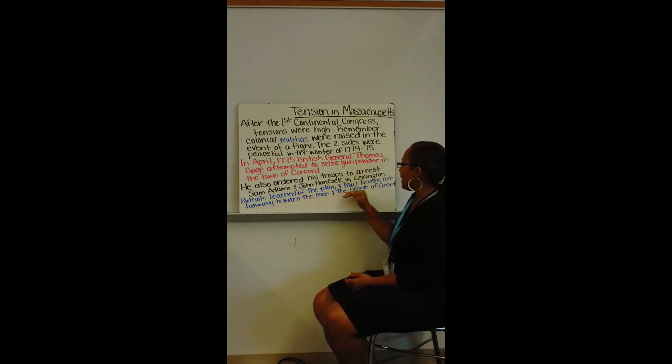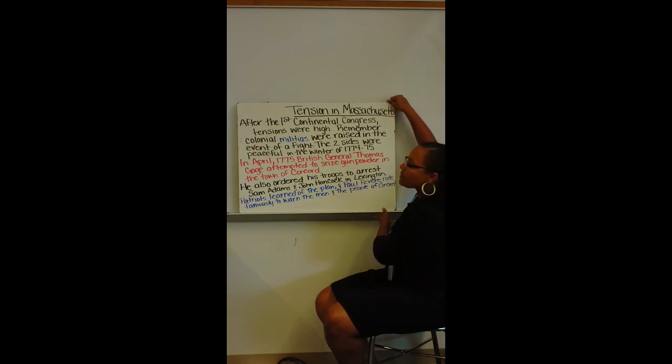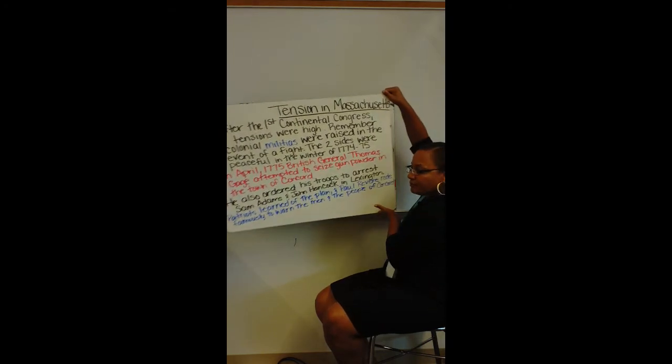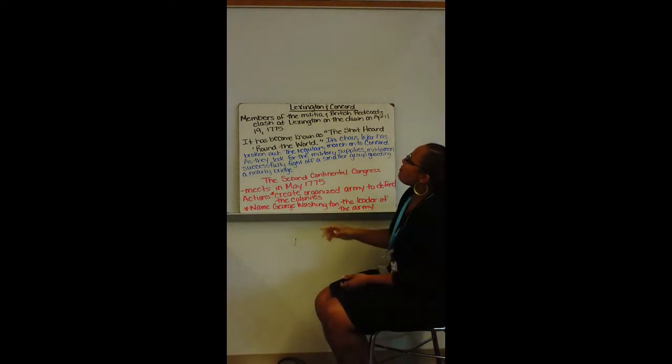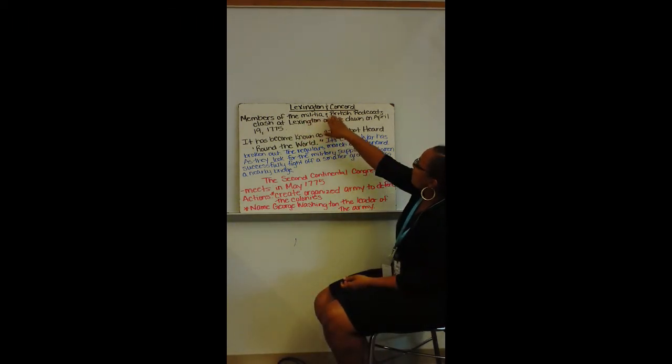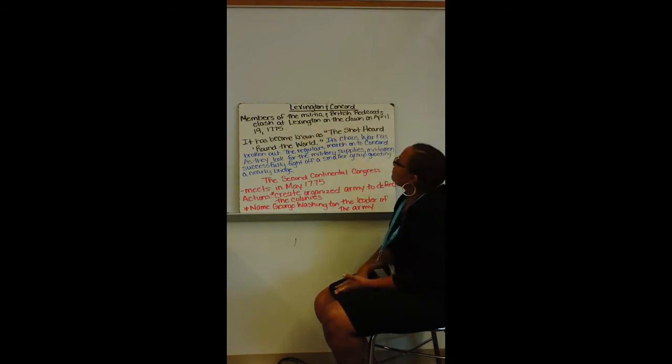Patriots learned of the plan, and Paul Revere rode famously to warn the men and the people of Concord. And that's where your famous phrase comes from. The British are coming, the British are coming. Members of the militia and British redcoats clashed at Lexington at dawn on April 19, 1775. It has been known as the shot heard round the world because this is the beginning of the American Revolution.